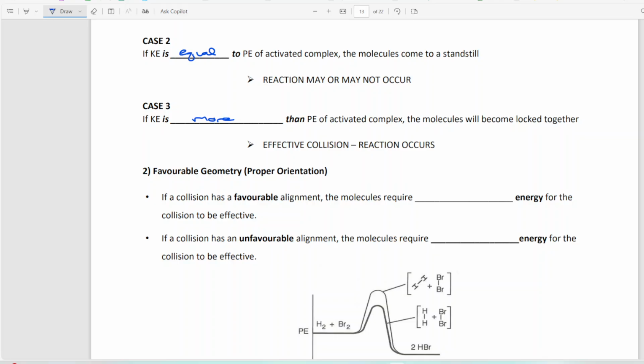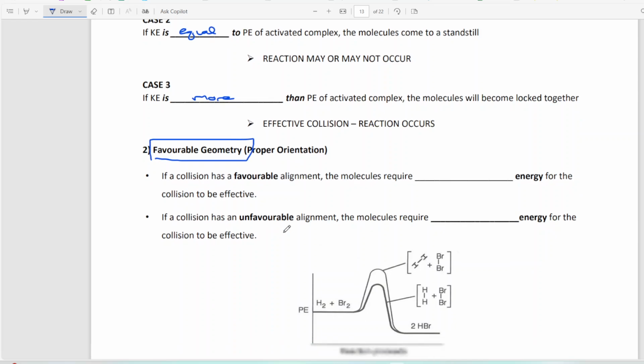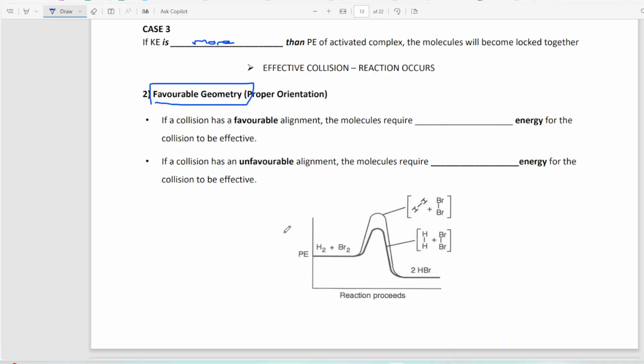The other piece of the puzzle is that the molecules have to come in with favorable geometry. And this is kind of made out to be a big thing. We'll talk about it here. It could potentially be a multiple choice question on a test. But the key thing is that if you have molecules that come in with favorable alignment, then the molecules will require less energy for the collision to be effective.